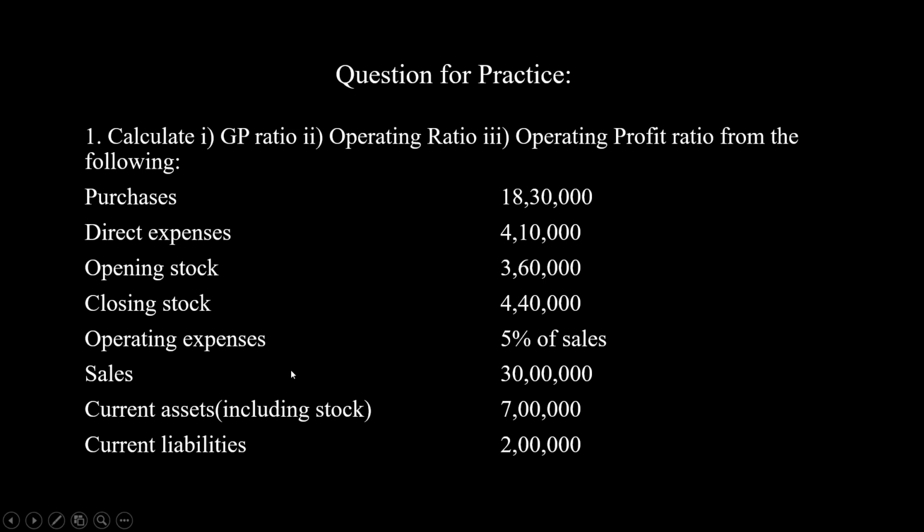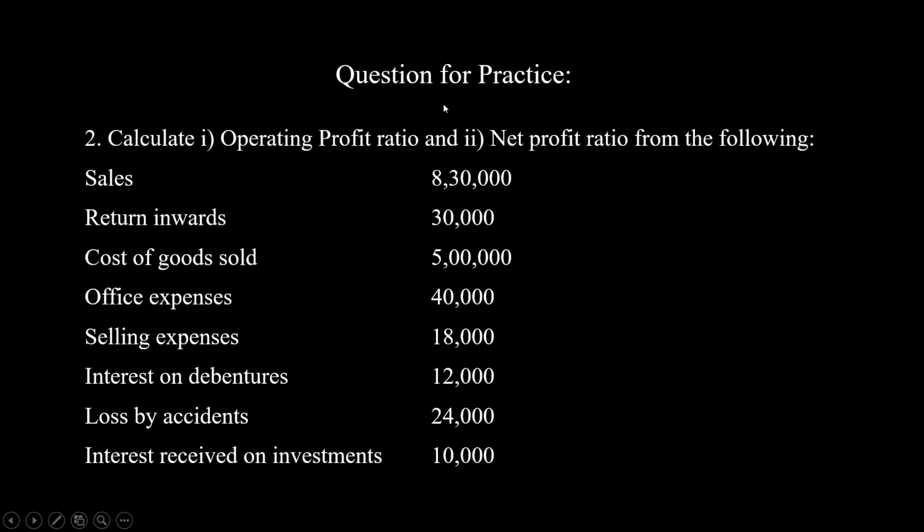So from this information only you have to find out all these ratios, and all these ratios are known as your profitability ratios. So this is the first question which you have to do. And the next question is also for your practice. Again in this question they are saying you need to calculate only the operating profit ratio and the net profit ratio. Whatever in the question will be given, that only you have to calculate, not other ratios in the profitability ratios.